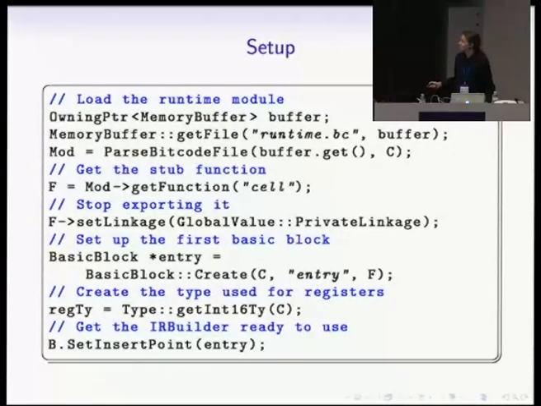Here we're setting the linkage of the function. So this is private linkage, which means that it won't be exported outside of this module. And that just means that the inliner is more likely to inline it because it's only called in one place. If we inline it, we get rid of every single need to call it. So that's useful. This is just creating a cached copy of the type that we use for registers. And then we set the IR builder's insert point to the entry block, and then we're ready to start actually creating bitcode.